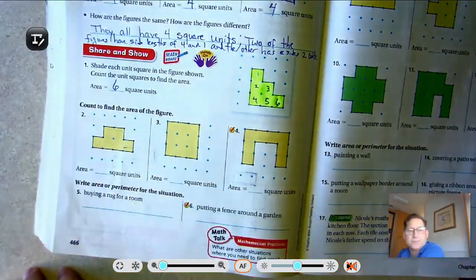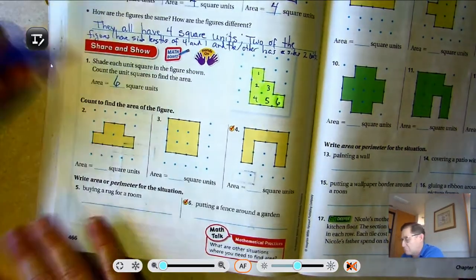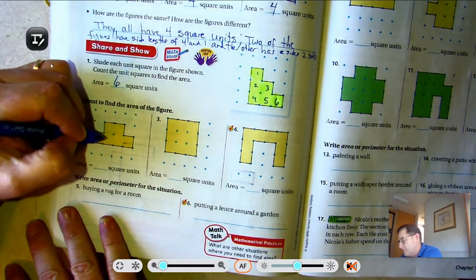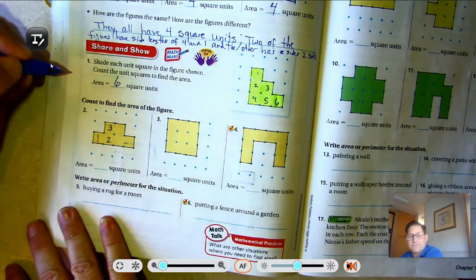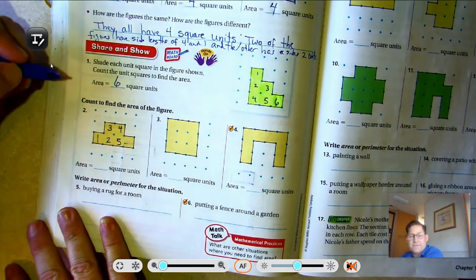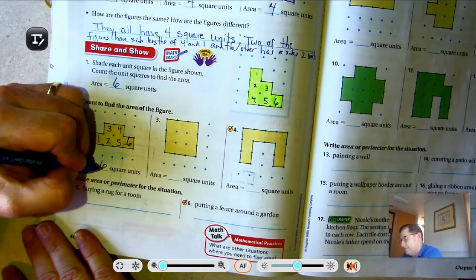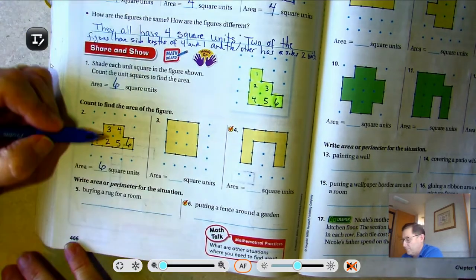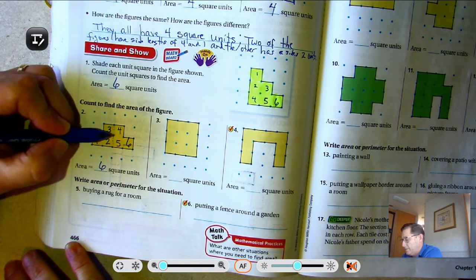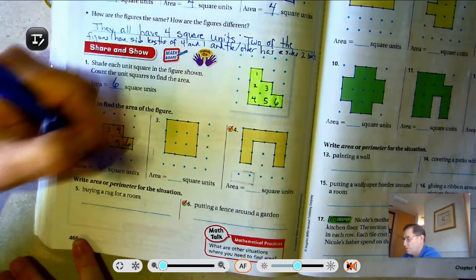Okay, number 2, count to find the area of the figure. So it doesn't matter where you start. I'm going to start here on the left-hand side. That's 1, right? Here's 2 and 3, 4 and 5, 6. So it's 6 square units, right? There's 6 squares inside that shape.